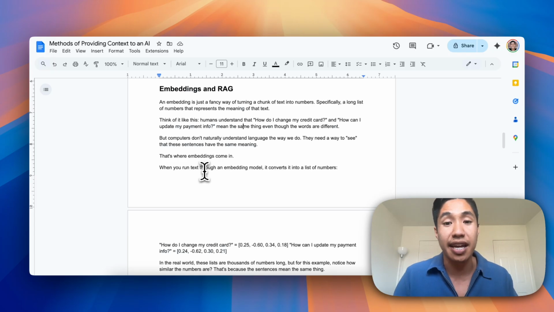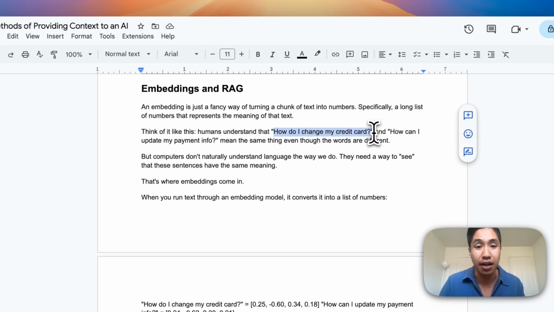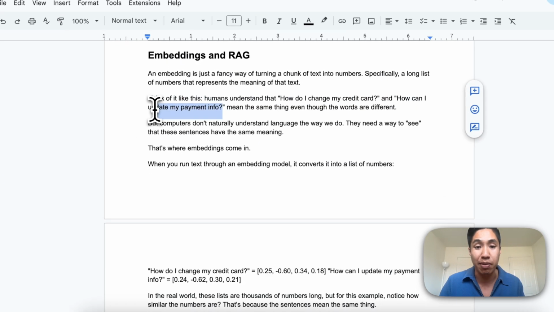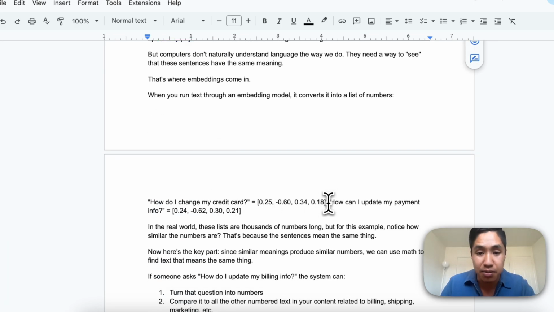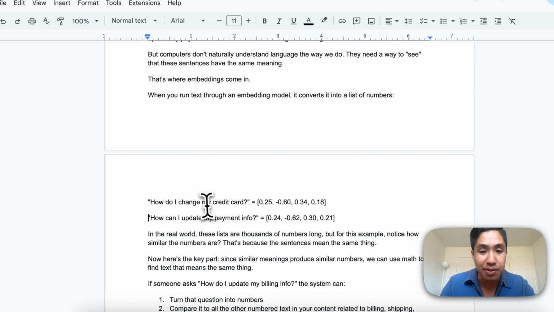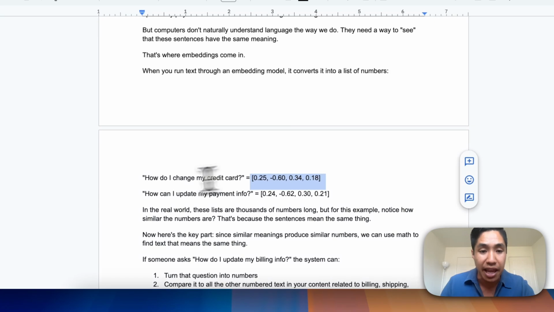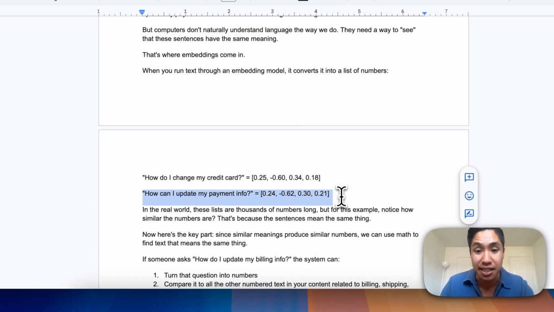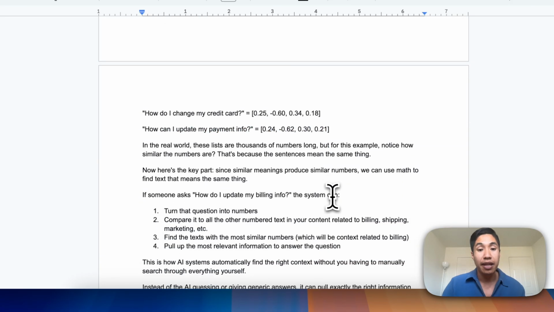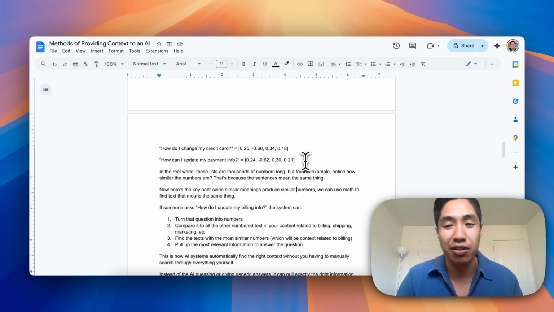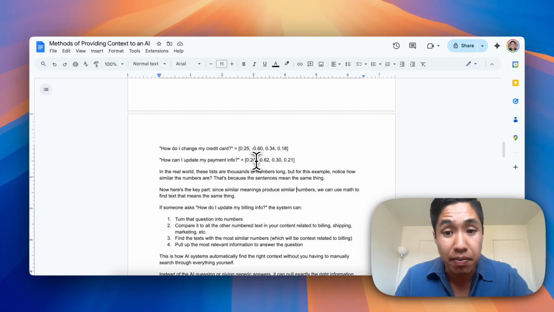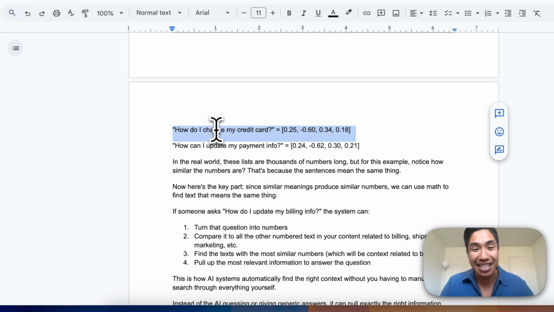When you run these texts through an embedding model, each of them one by one, it will convert them into a list of numbers. So let's just say, "How do I change my credit card?" becomes this list of numbers. "How can I update my payment info?" becomes this list of numbers. In the real world, these lists of numbers are thousands of numbers long, by the way. But for this example, we're just going to keep it small. It's just a demo. But notice how these numbers are similar. And the reason these numbers are similar is because these texts mean the same thing.